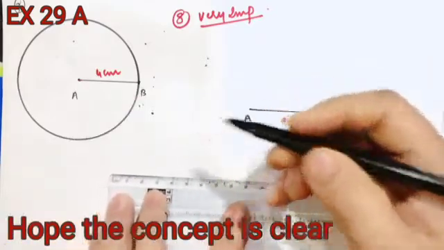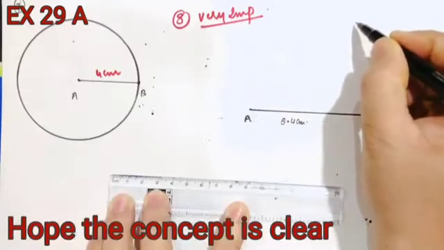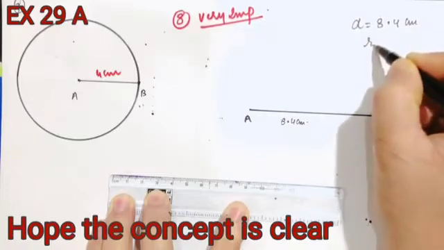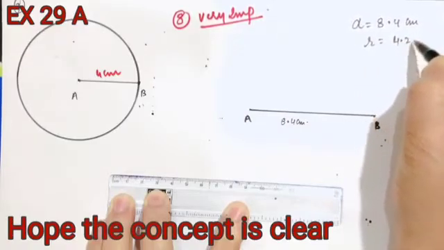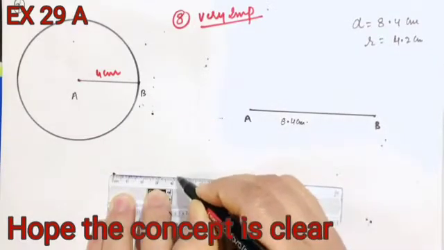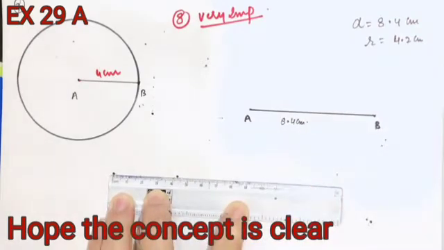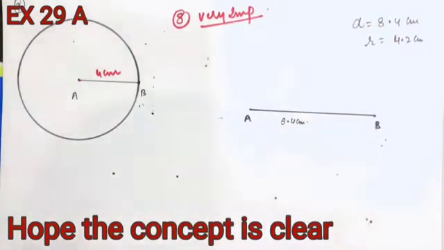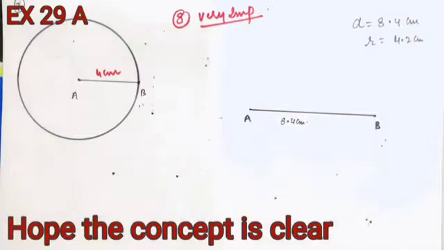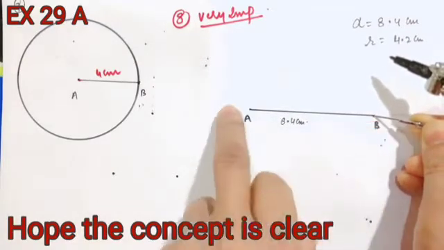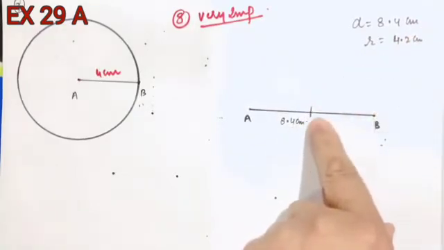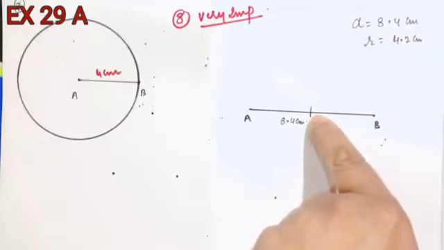Now you will take a length of 4.2. Your diameter here was 8.4 centimeter, so your radius will be equal to half the diameter, 4.2 centimeter. So this is 1 and this is my 4.2 centimeter. No problem. So I have taken the length as 4.2 centimeter. And then from A, let us mark a point at 4.2 centimeter. This is the center of your circle.